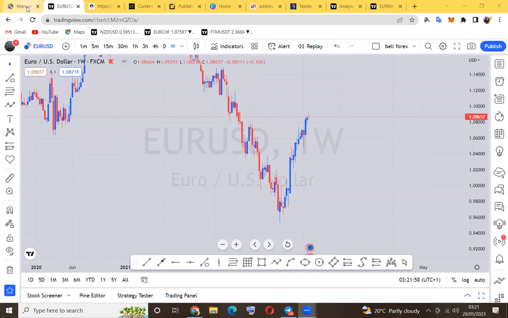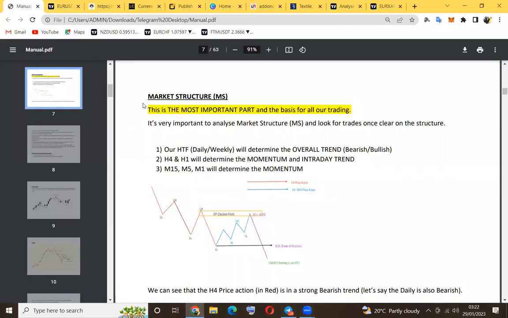from this weekly or daily, 4 hours or 1 hour. Now, the 15 minutes and the 1 minute will determine the momentum. So the momentum is actually that period whereby I can execute a buy trade with confidence.